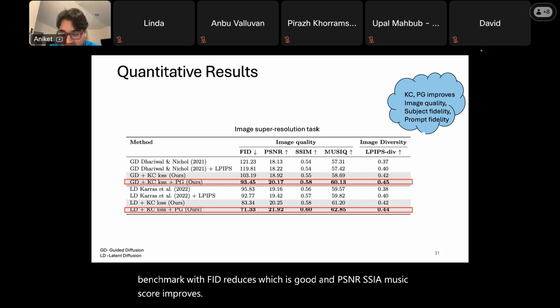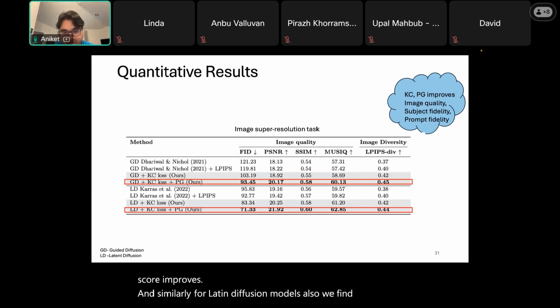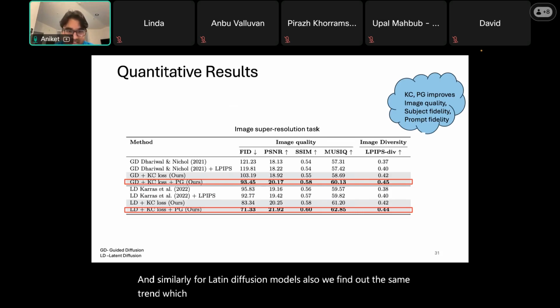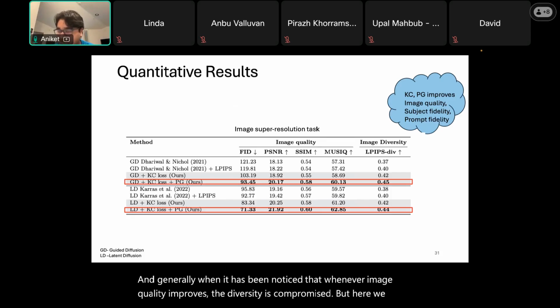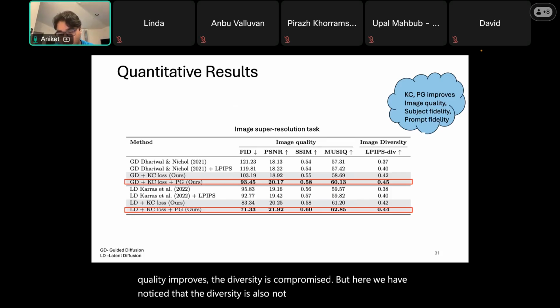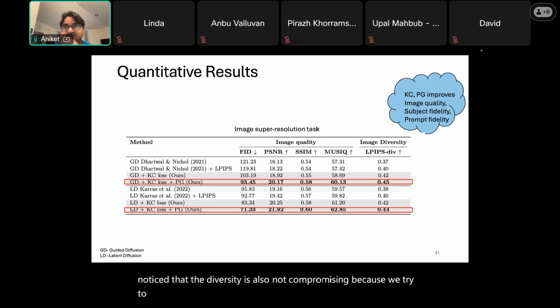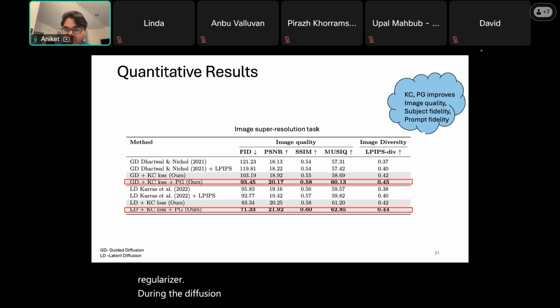Similarly for latent diffusion models, we find the same trend, which verifies that the quality is actually improving. Generally, it has been noticed that whenever image quality improves, the diversity is compromised. But here we have noticed that the diversity is not compromised. Our intuition is that this kurtosis loss also acts as a regularizer during the diffusion denoising process. That's why the diversity is not compromised here.